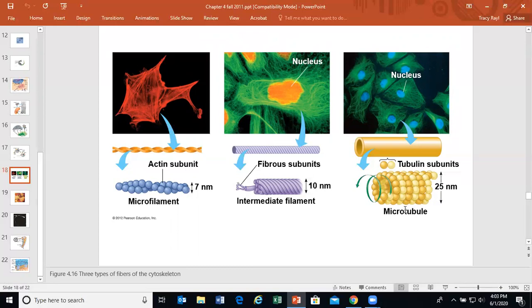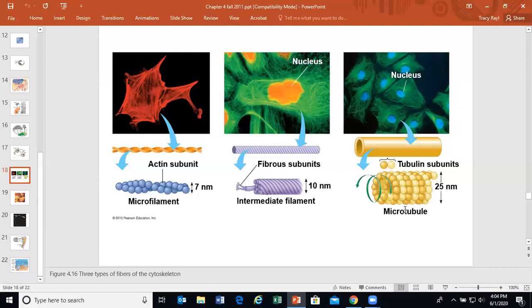The third function is organelle movement. So organelles, like vesicles and vacuoles, move along these fibers, especially the intermediate fibers, in order to get from one point of the cell to another. That way they're just not spinning in that cytoplasm material. And then the fourth function is cell division. And here the microtubules are most involved in cell division, the microtubules.